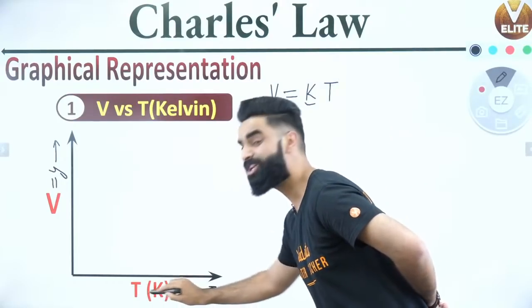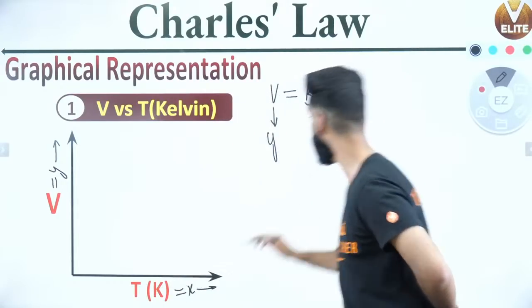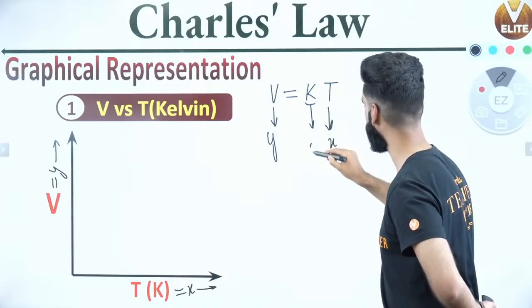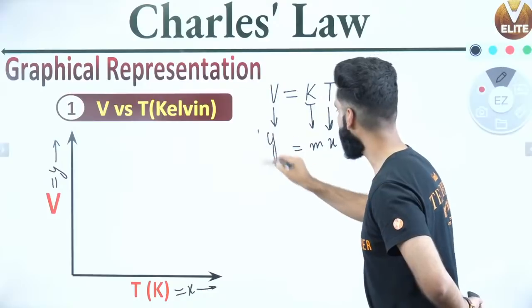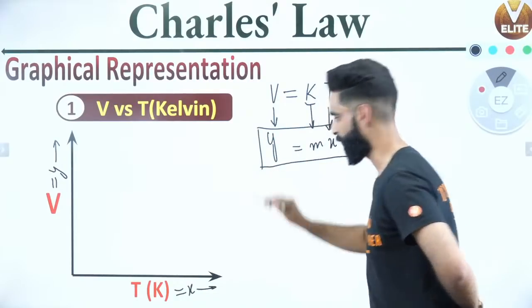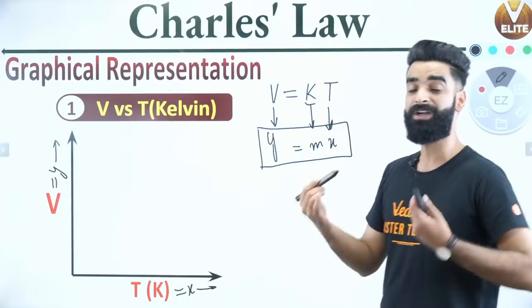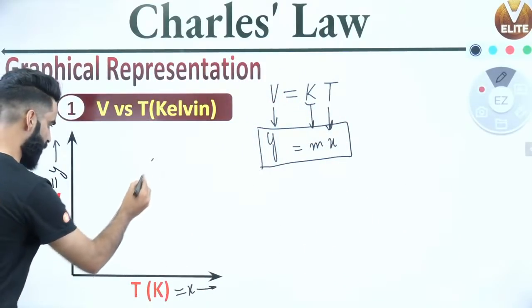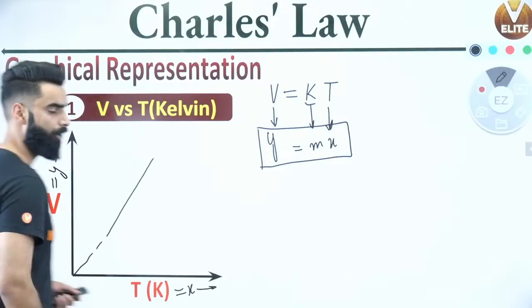Instead of this temperature in Kelvin, can I write x? And this Charles constant is going to be m. So I got the equation in the form of y is equal to mx, and we already know what the curve for y is equal to mx is. It is going to be a straight line passing through the origin, right?